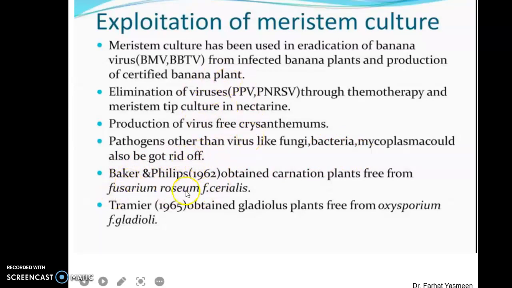Baker and Phillips in 1962 obtained carnation plants free from Fusarium roseum species. Similarly, another scientist obtained plants free from Fusarium oxysporum species.